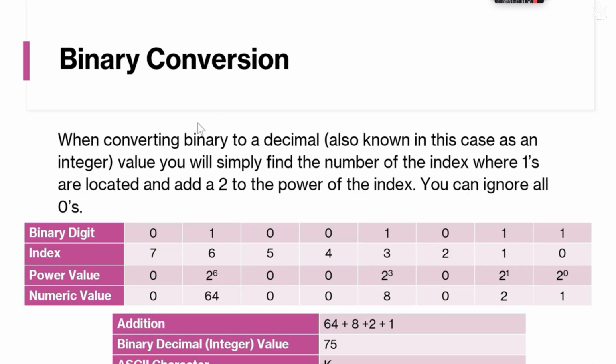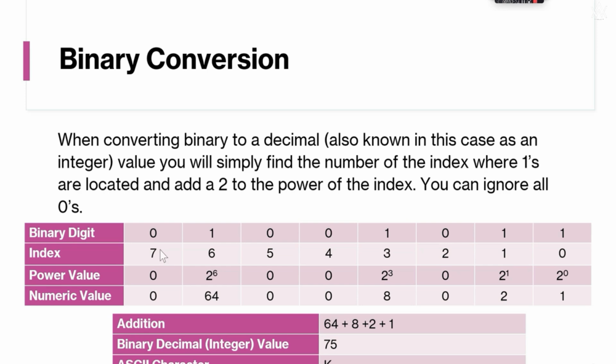And we can continue. So how does binary conversion actually happen? Take a minute to really take this in, because it can be confusing for a few. When you're converting binary to a decimal, also known in this case as an integer value, you will simply find the index where 1s are located and add 2 to the power of the index. You can ignore all 0s. The index actually starts at the right and then goes to the left. So you read binary right to left. You could read it left to right, but just understand that the index will always start from 0 and go up to whatever the last binary digit is in terms of the index.